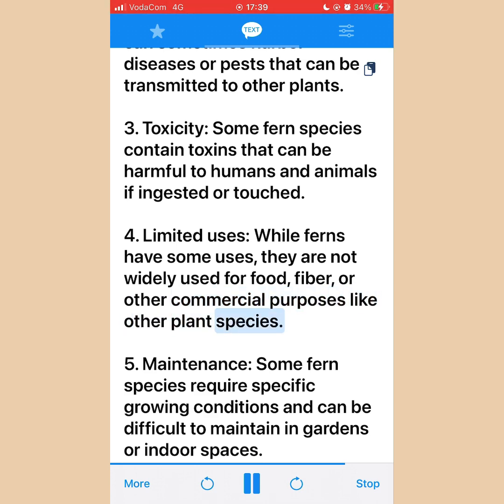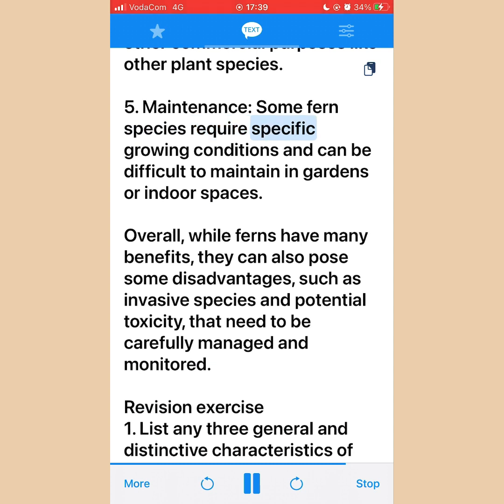4. Limited uses. While ferns have some uses, they are not widely used for food, fiber, or other commercial purposes like other plant species. 5. Maintenance. Some fern species require specific growing conditions and can be difficult to maintain in gardens or indoor spaces. Overall, while ferns have many benefits, they can also pose some disadvantages, such as invasive species and potential toxicity, that need to be carefully managed and monitored.